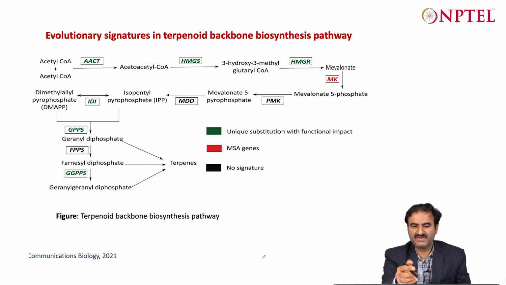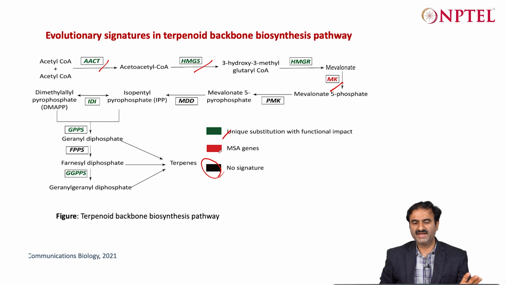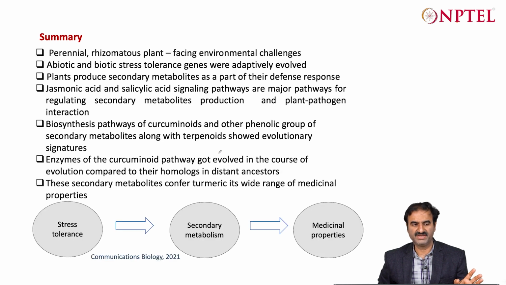Similarly in another pathway, terpenoid backbone biosynthesis, you could also map the genes that were showing unique substitutions or MSA genes or basically genes with no signature, right. So you could see that in this pathway, most of the genes were having some signs of evolution. That means this pathway evolved in this species, okay.